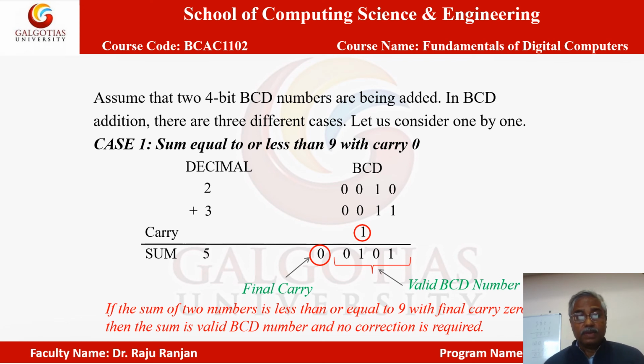So this is the first case, meaning if the sum of two numbers is less than or equal to 9 with final carry 0, then the sum is a valid BCD number and no correction is required in this case.